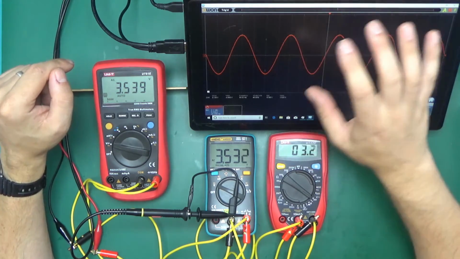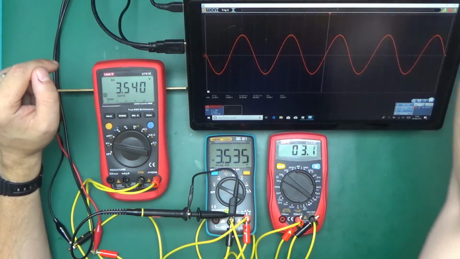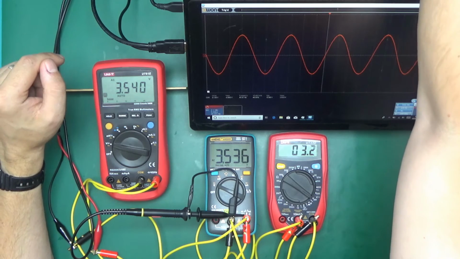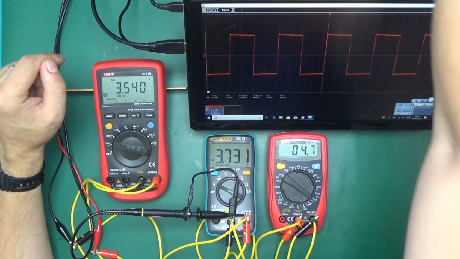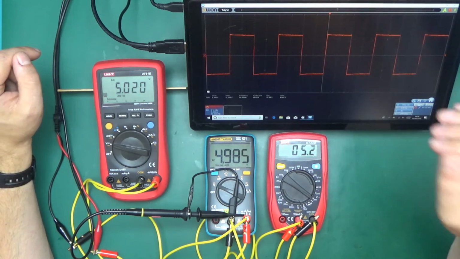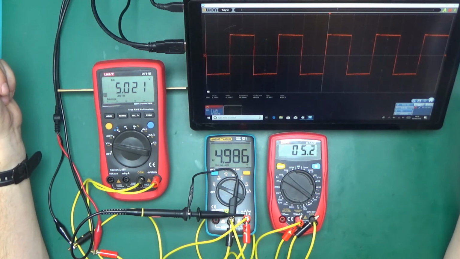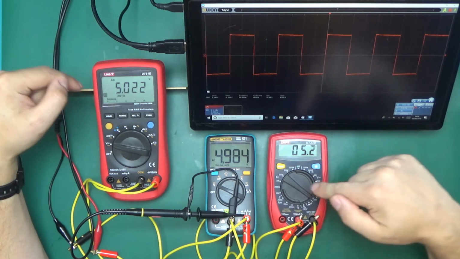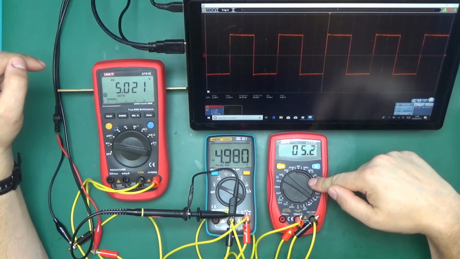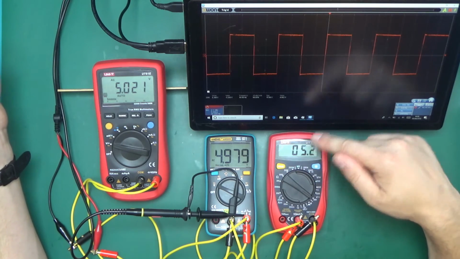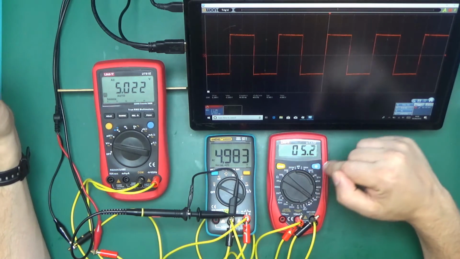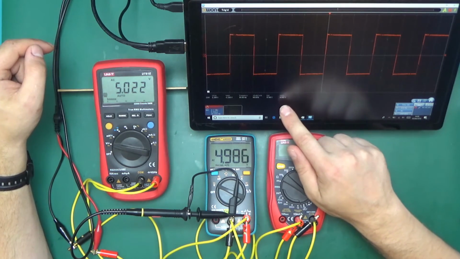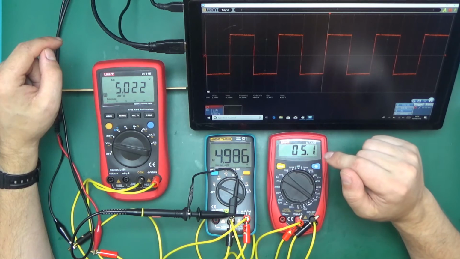As I said, we are back to 50 hertz and 10 volts peak to peak sine wave. Let's change that to a square, and there we go. That is a square signal. We are showing 5 volts on both of those two meters. This one's showing a little bit high, about 5% high, 5.2 volts. It's still in the ballpark. Oscilloscope is showing 4.995, so 5 volts RMS value.